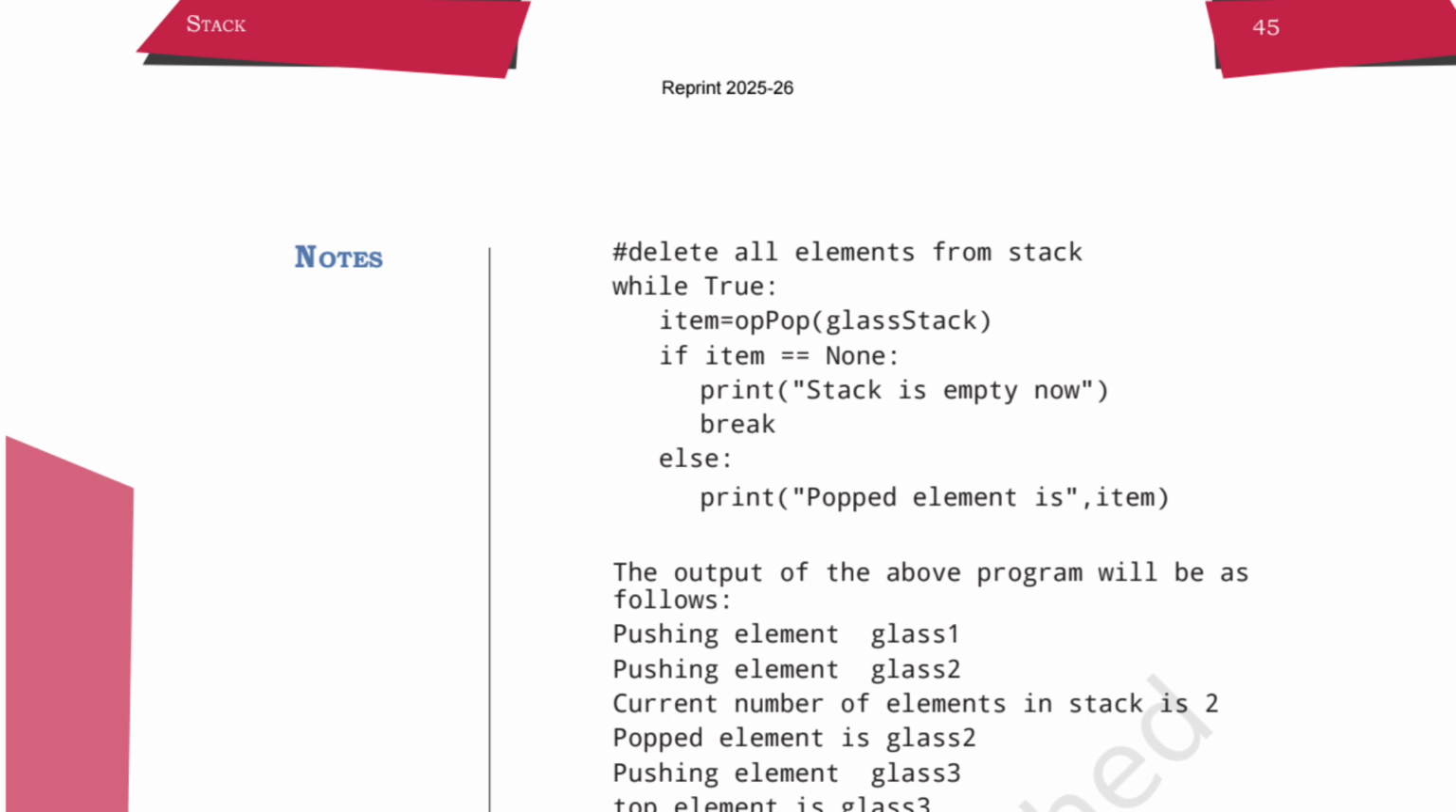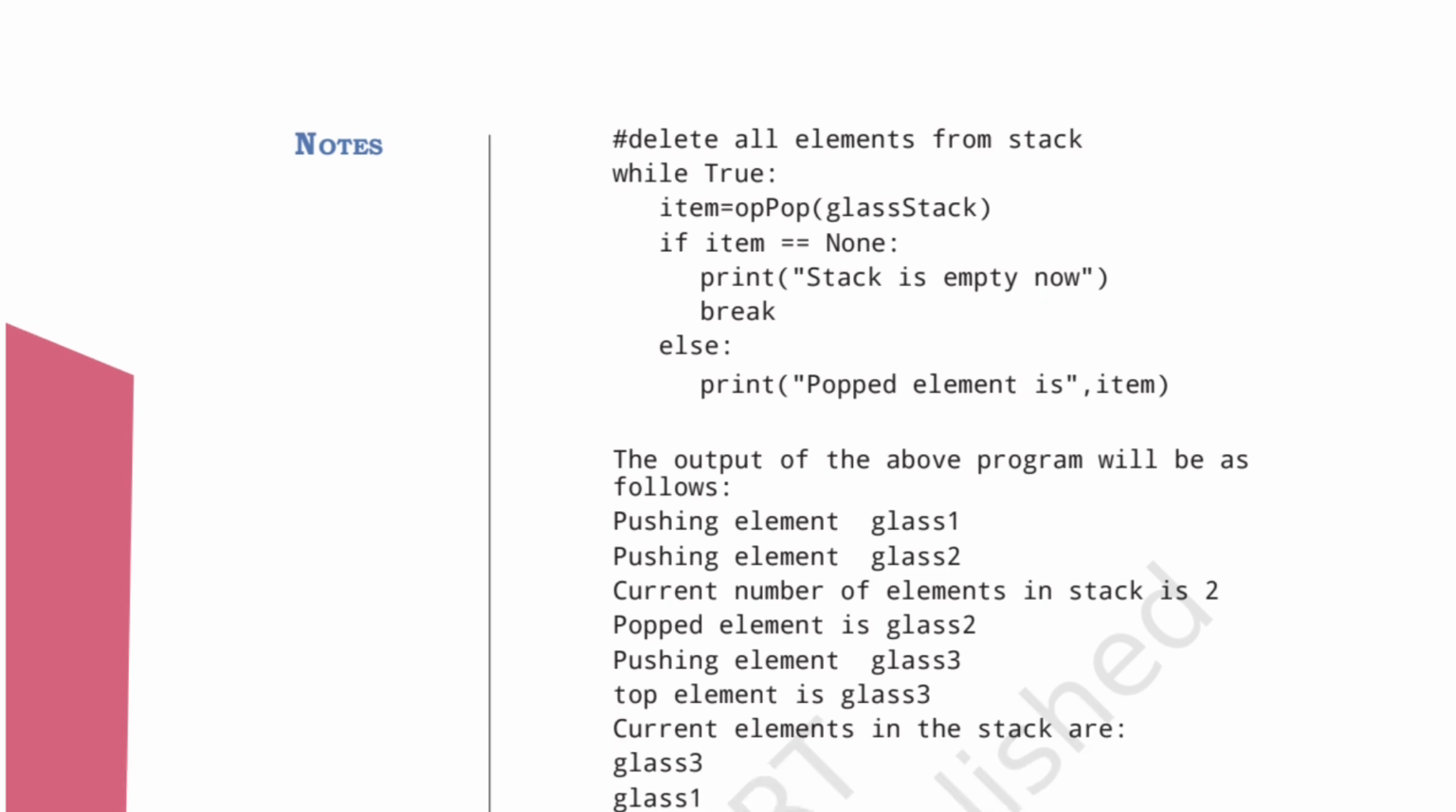Okay, the pop operation we are using over here means we are deleting one by one from the glass stack. Now pop element is atom. So what is atom? Over here we are using atom. If atom is None, print stack is empty now. Otherwise it will move on to print pop element is atom. Whichever atom we have, it will be printed. Otherwise it will go to else. So that is deleting all elements from the stack.